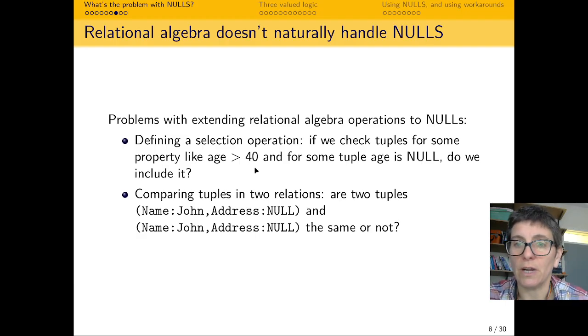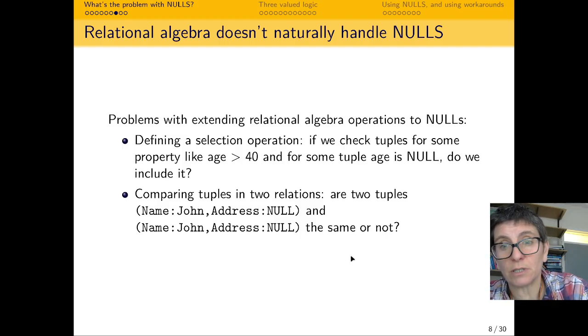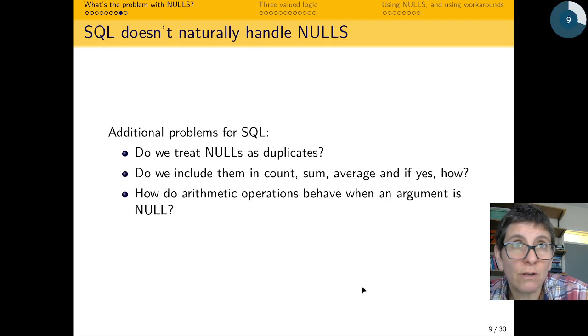You can't know if a null is bigger or smaller than another value, because null doesn't mean a value. If you've got two relations and you want to know if this person named John, address null, is the same as this person named John, address null, do we know if they're the same or not? Well, the information we have about them is the same, but given the fact that this could be anything, we probably can't say whether they're the same.